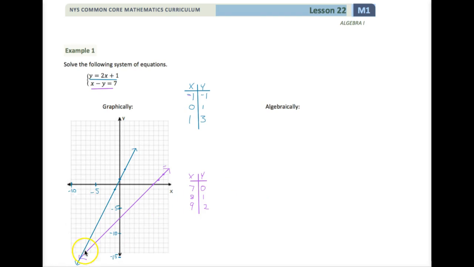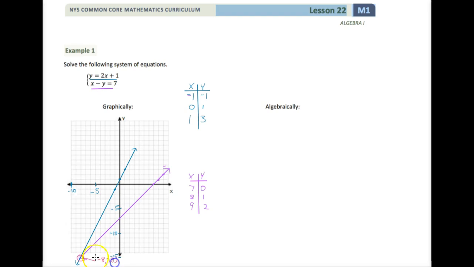So here are 2 lines, and it looks like the intersection is right down here. And let's just circle it differently here. And we need to know what the coordinates of this point are, and it looks like it's below the -8 and across from the -15.